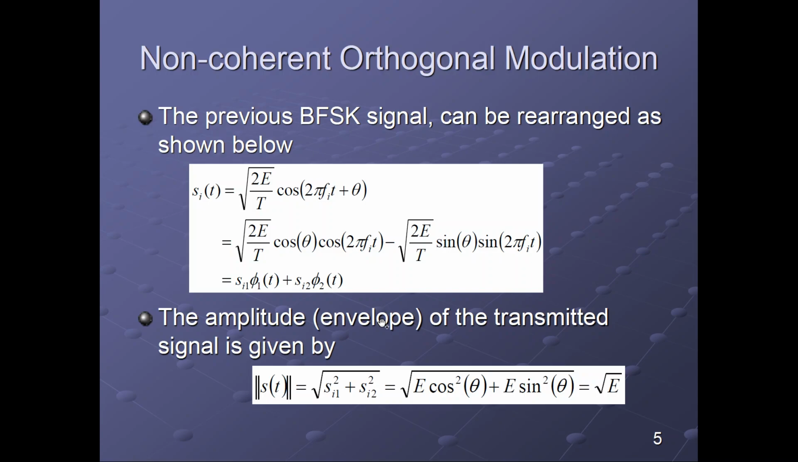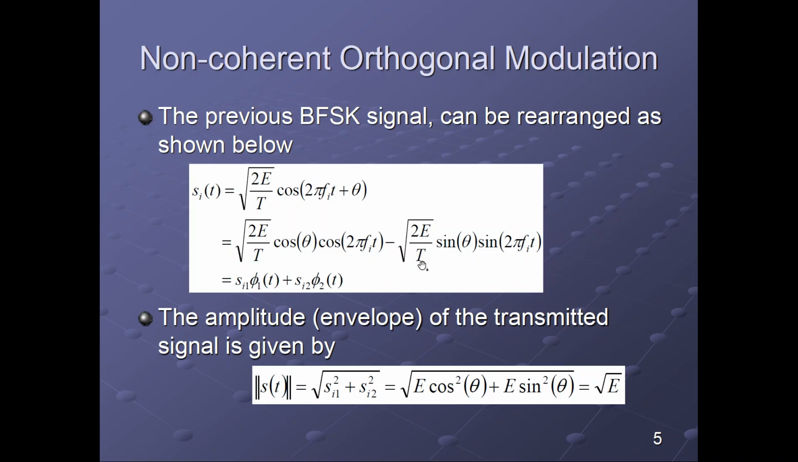Now when someone tells you to find the amplitude of this transmitted waveform, the amplitude is basically the square root of the in-phase component squared plus the quadrature component squared, the real part squared plus the imaginary part squared.